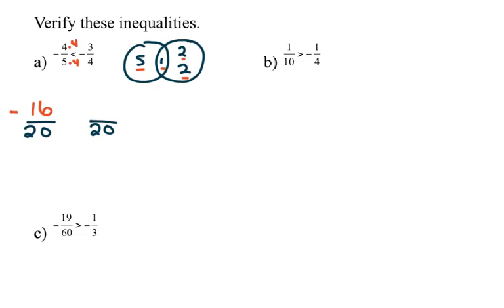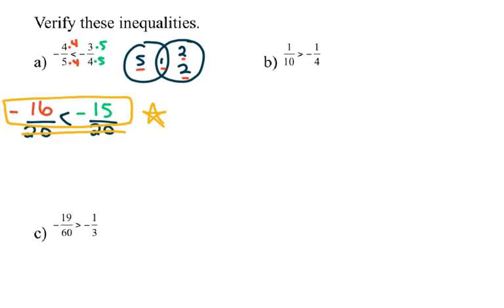Looking at the other side, 4 times 5 gives us the 20. 3 times 5 will give us 15. And then I'm going to bring down my negative sign. I'm also going to bring down my inequality. Since now we have the common denominator of 20, we can ignore those and look at our numerator along with the inequality symbol. Is negative 16 less than negative 15? Absolutely. So we have verified this inequality to be true.